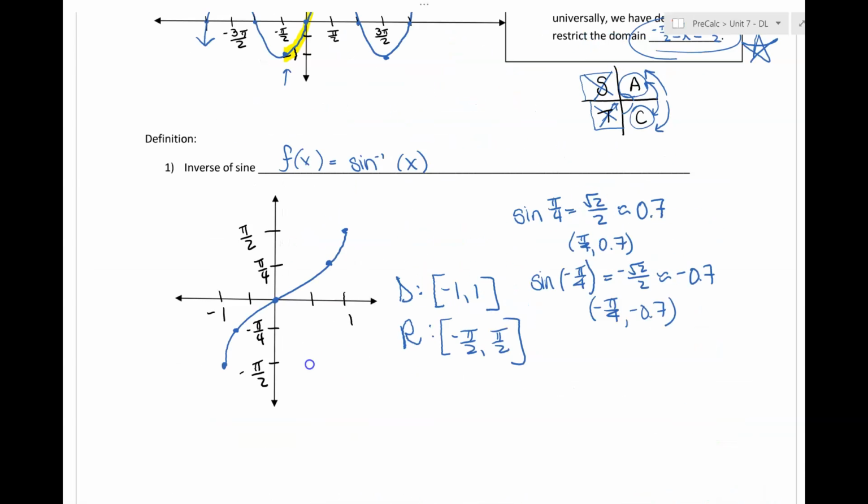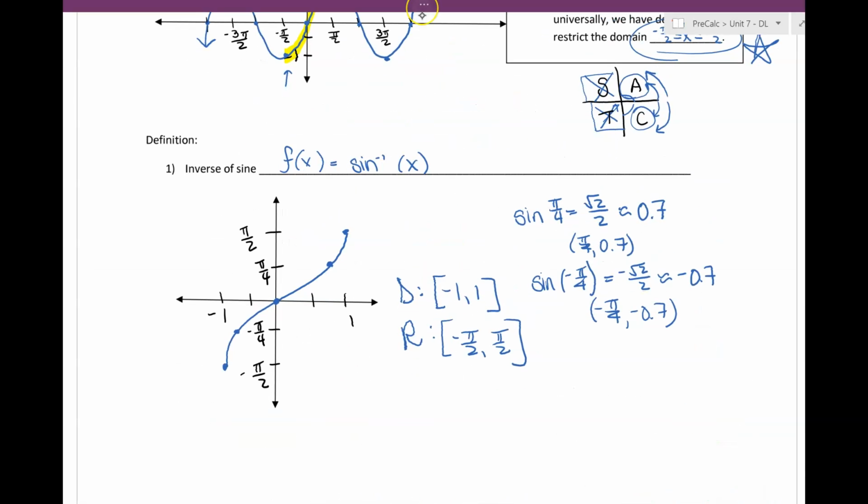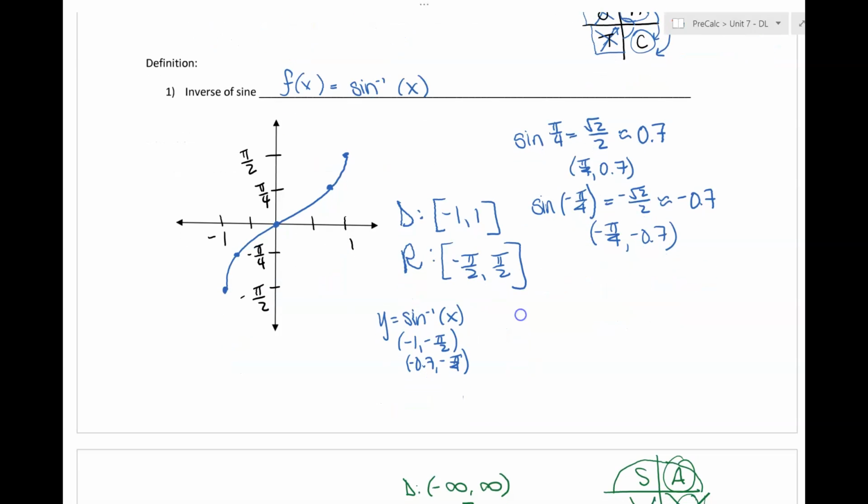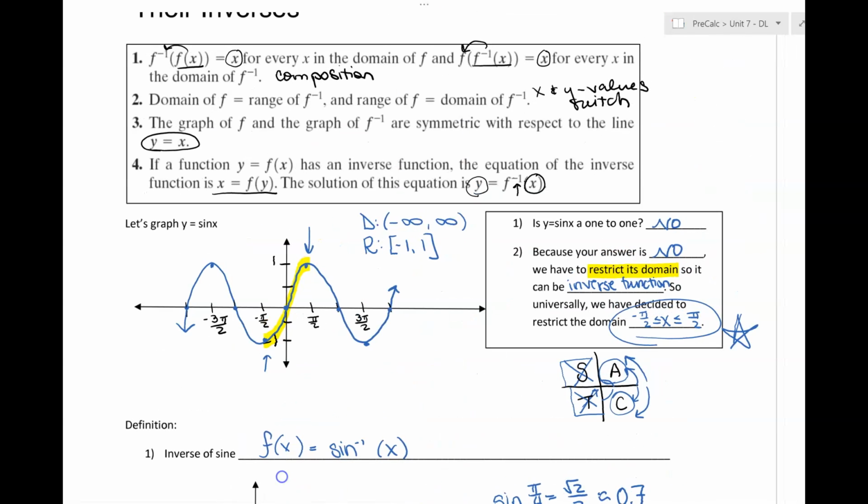And then for sine, I'll put him down here. So the inverse sine of x, I would use negative 1, negative pi over 2. And then negative 0.7, negative pi over 4. 0, 0. And then 0.7, pi over 4. And 1, pi over 2. Excellent. Your inverse functions, ladies and gentlemen.